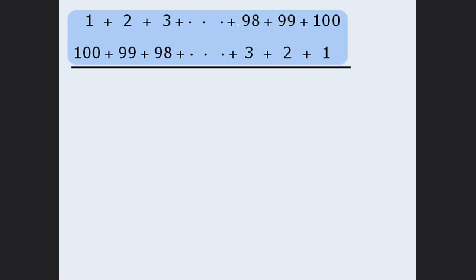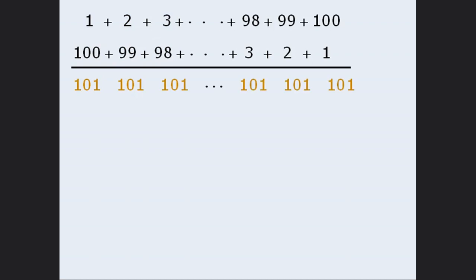Now, while it seems like more work to add each of these numbers twice, Carl noticed that a nice pattern emerges if we add the numbers in certain pairs. First, when we add 1 and 100, we get 101. Next, when we add 2 and 99, we get 101. When we add 3 and 98, we get 101, and so on. At this point, all we need to do is find the sum of all of these 101s.